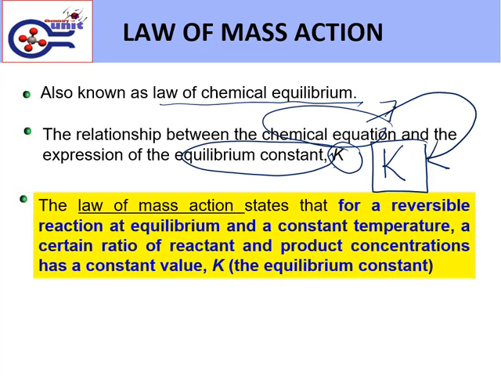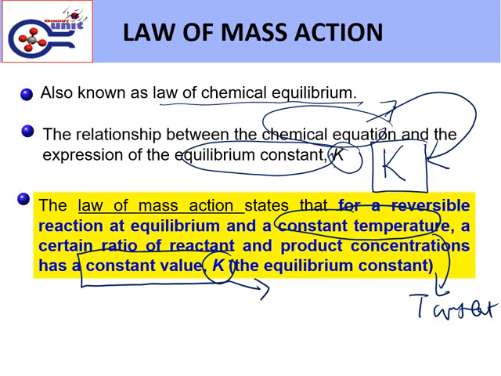Nanti awak kena kira equilibrium constant value K awak, which is the law of the mass action states that for a reversible reaction at equilibrium and a constant temperature, a certain ratio of the reactant and product concentration has a constant value of K. Dengan syarat at constant temperature. Mesti suhu yang dikekalkan. Kalau kita change the temperature, for sure the K will change. Dengan syarat temperature constant, baru kita akan dapat constant value for the K, iaitu equilibrium constant. Kalau temperature berubah, awak takkan dapat equilibrium constant.